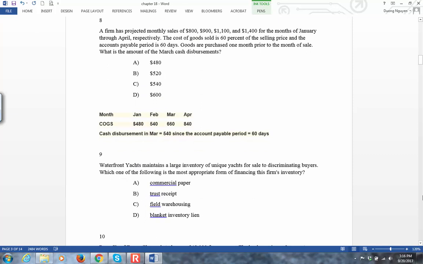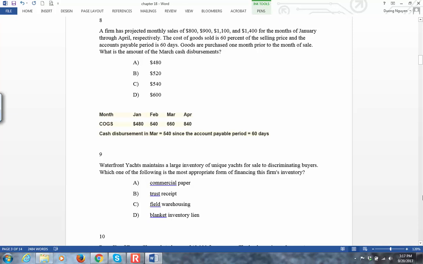Question number 8. Monthly sales of 800, 900, 1100, 1400 for January through April. Cost of goods sold is 60% of selling price. Account payable 60 days. Goods are purchased 1 month prior to the month of sale. What is March cash disbursement? Basically, how much cash is spending in March.